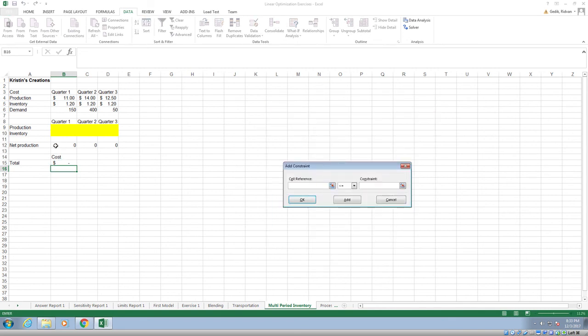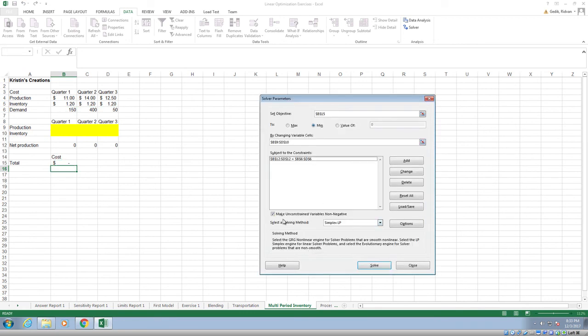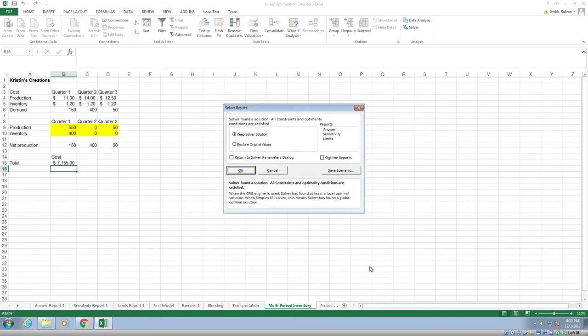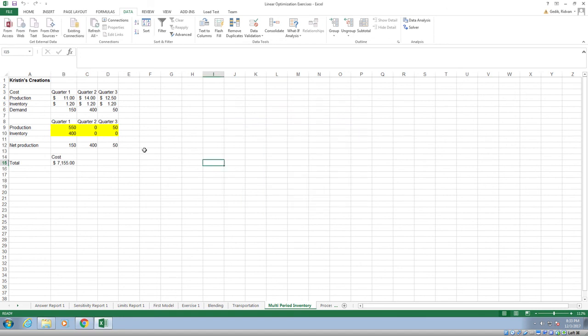I have 3 constraints. Since they have the same symbol, equal to, I can select them together and add them to the constraints. So this box is checked. It makes sure that the production and inventory variables are not negative. They are all non-negative, right? And then here click solve. There you go. Solver found a solution. All constraints and optimality conditions are satisfied.